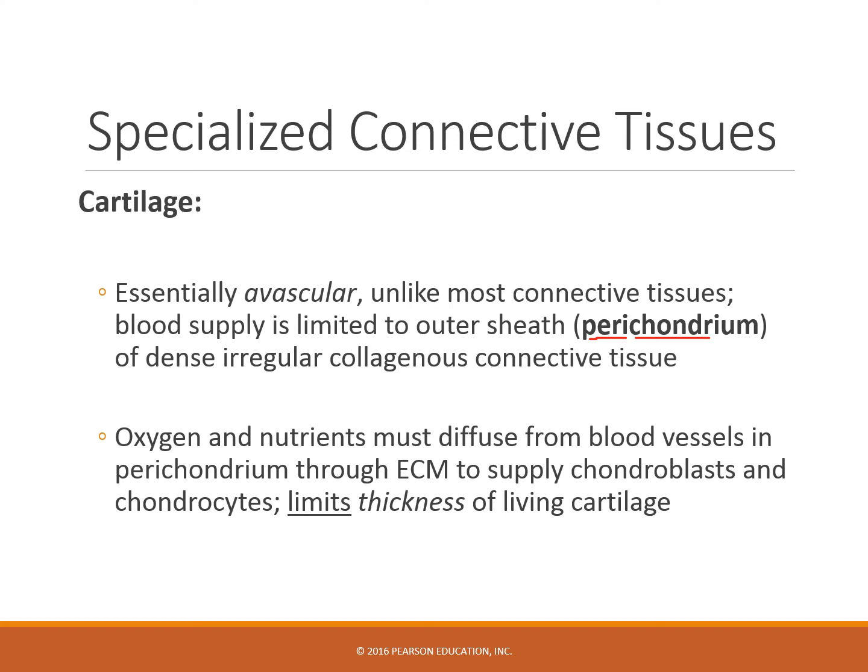The practical implication of cartilage being avascular is that oxygen and nutrients must diffuse from the perichondrium through the extracellular matrix of the cartilage to feed the chondroblasts and chondrocytes within that tissue. This limits the thickness of living cartilages, and it slows healing when cartilages are damaged. If you have a friend or a relative with a cartilage piercing in their ear, you know that it takes 6 months to a year or more for that to completely heal. This is far longer than it takes for most other damage in the body to heal.